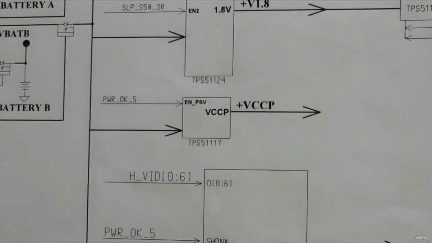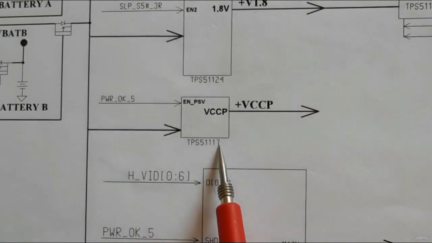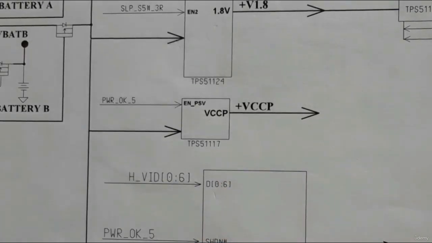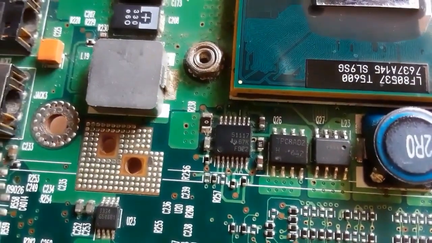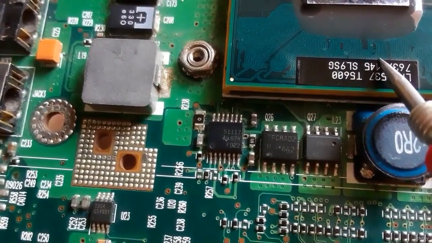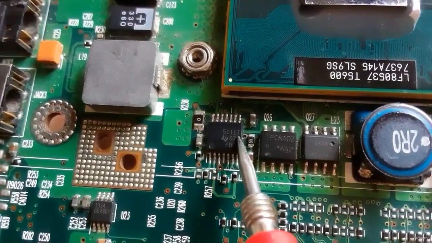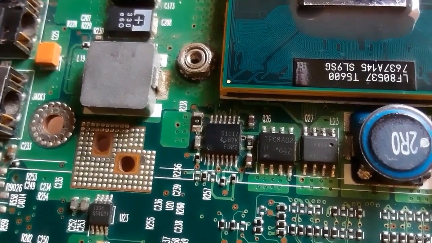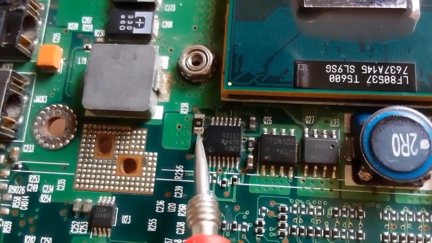Now let's see the plus VCCP power management IC, the TPS51117. The plus VCCP will be applied to the processor and other chips in the motherboard. So let's see it in the motherboard. Of course, this IC should be near to the processor. As you can see, we have here the processor, and we have here the IC, 51117. This IC generates plus VCCP for the processor and for other chips like the PCH or GMCH. This is a fuse.